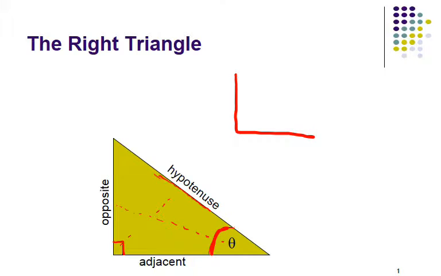So the equivalent of this, let's say this angle up here was the angle that we were actually looking at. This would be the adjacent side, and then this side would be the opposite side, and this side would be the hypotenuse.